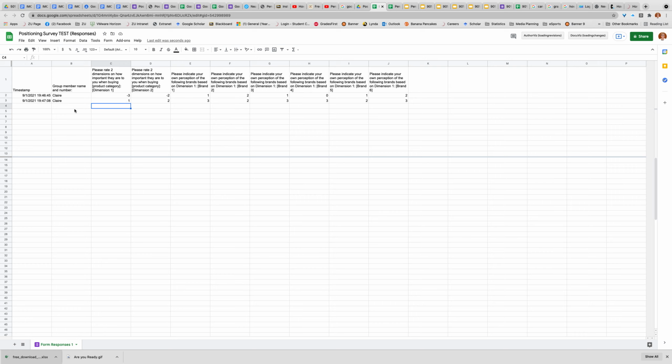You'll probably have 4, 5, etc. And then you've got each of the brands, the perceptions of each of the brands on those particular dimensions. Now you'll probably have dimension 2 here as well.